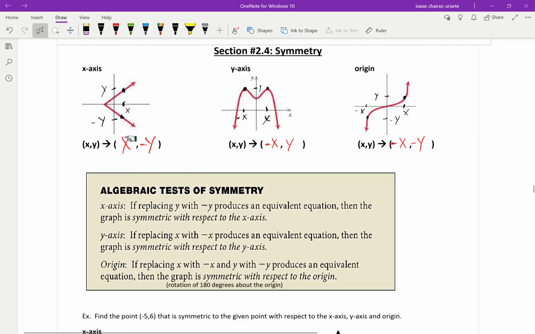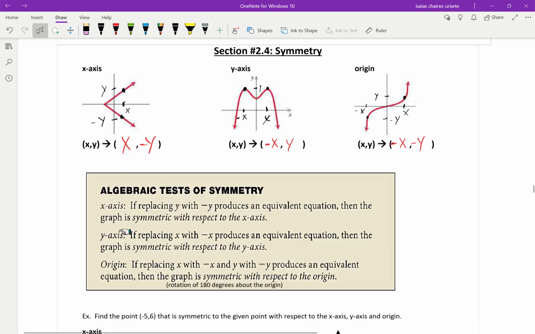And so here we have some rules. If you're given an equation with x's and y's, and you want to determine if the graph of that equation is symmetric with respect to the x-axis, if you replace y with negative y and you end up with the equivalent equation, then the graph of your equation is going to be symmetric with respect to the x-axis.